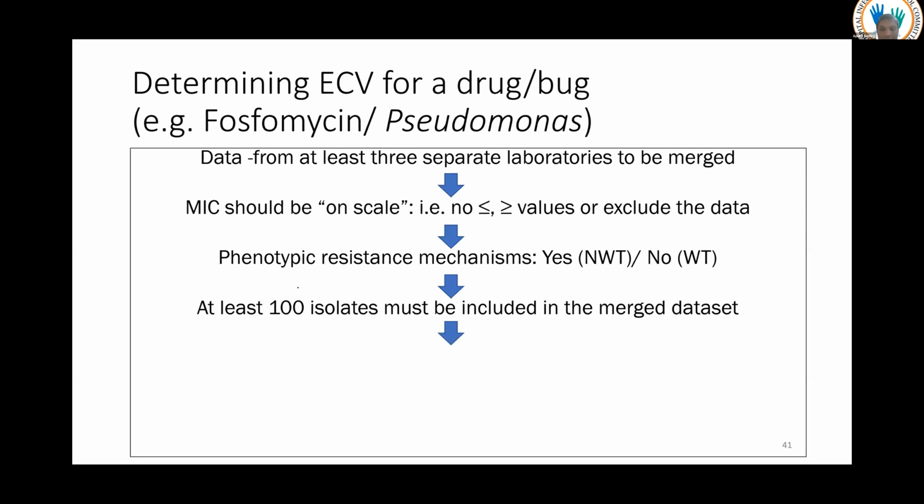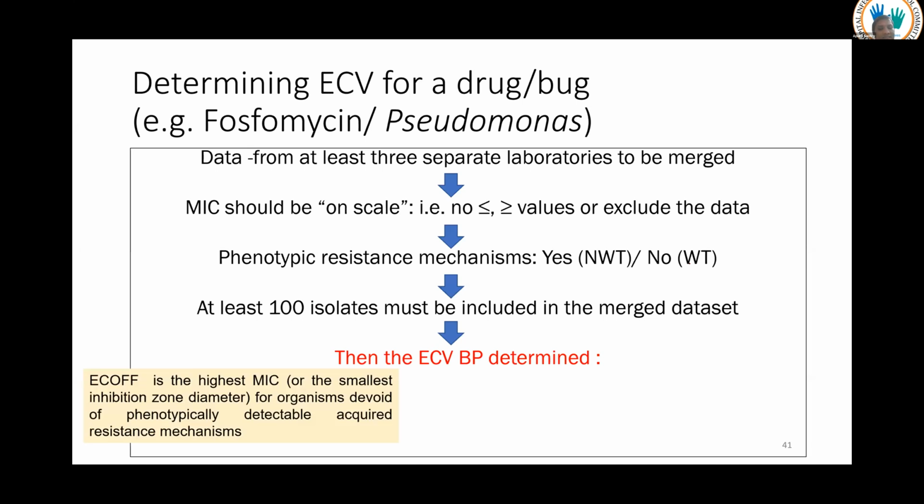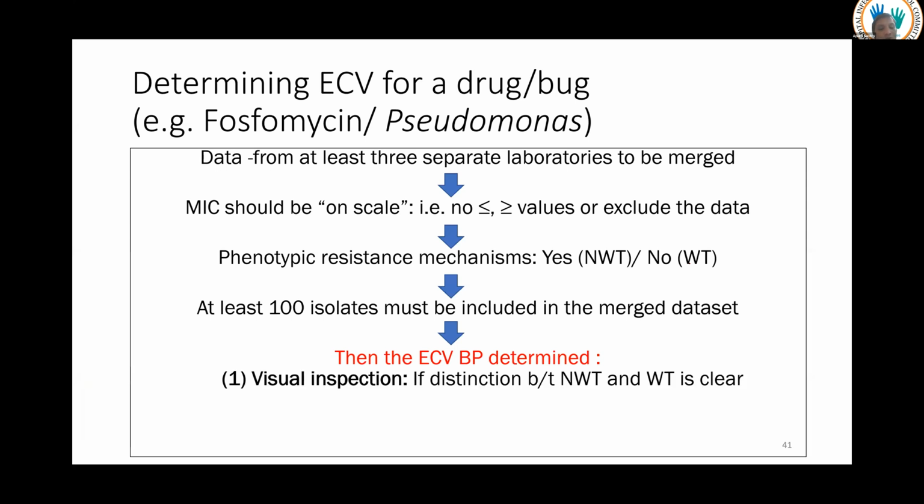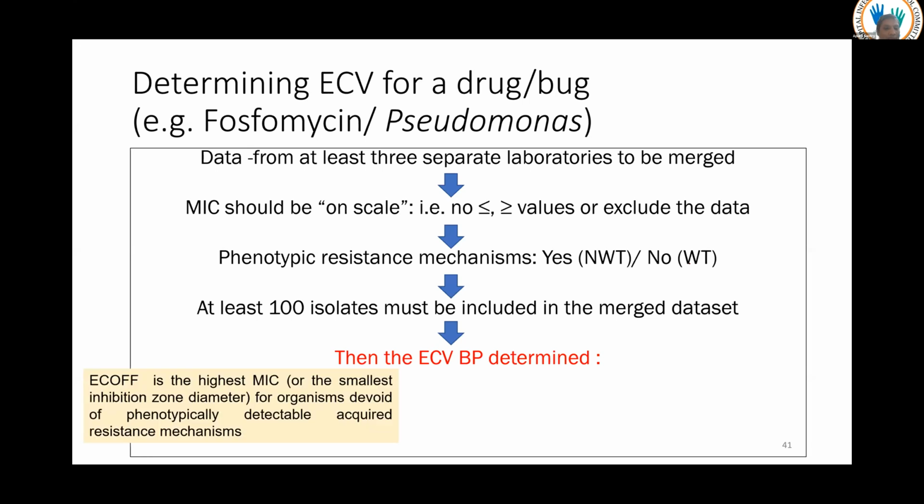Then the next step is you have to calculate the ECOF breakpoint. You have to determine the ECV breakpoint that can reliably differentiate between wild type and non-wild type strains. You can do it by 2 methods. The first method is you can do it by visual inspection. What do you mean by ECV? ECV is the breakpoint which will differentiate non-wild type and wild type strains.